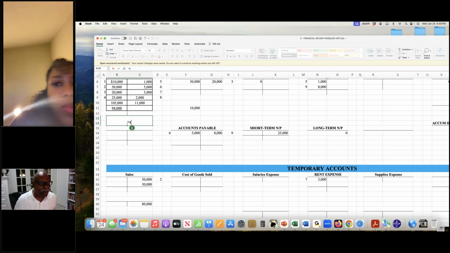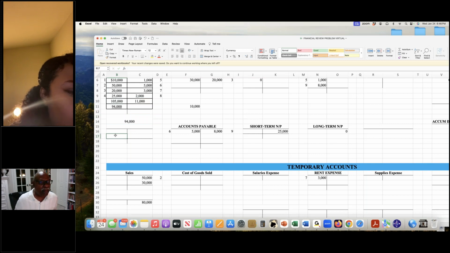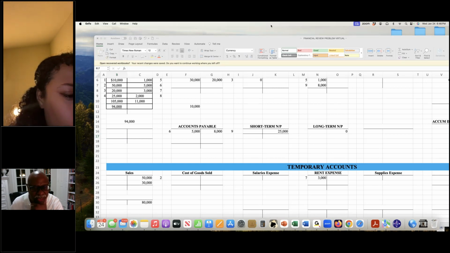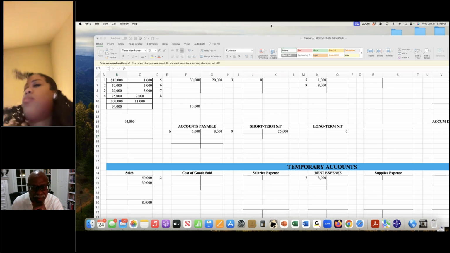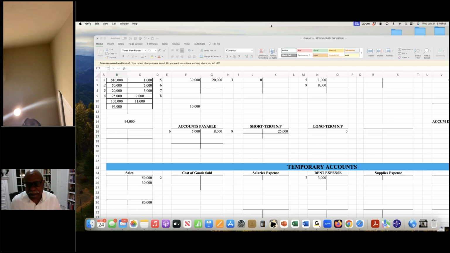Then you click on the total debits. Then we put in a minus sign. Then we click on the credits. Then we close our parentheses. There's our balance. Any questions? Any other questions by anyone?